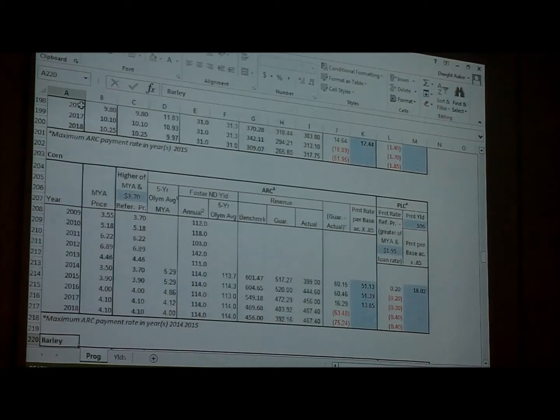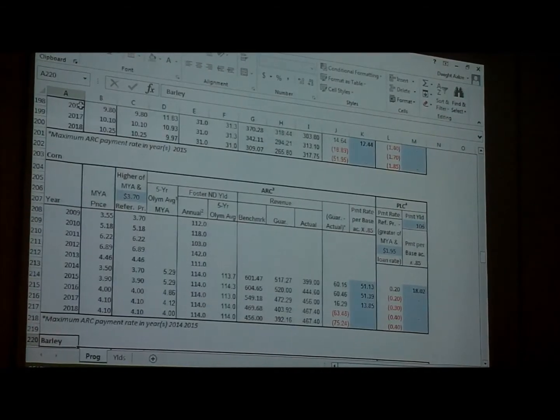Corn, I think, is an ARC crop. Soybeans, I think, is an ARC crop. Wheat could go either way. Barley, I think, is PLC. Canola, definitely PLC. Sunflowers, flax, probably go either way. You need to run the numbers.